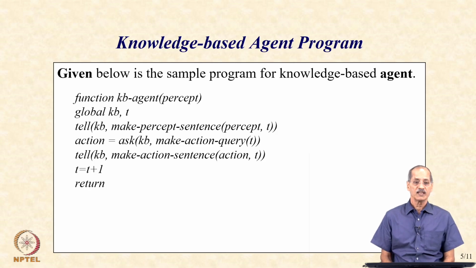and that new knowledge has been generated at a later time. So, at a given time you tell the knowledge base or the database the sentence, make percept sentence, which means from the percept you now create a sentence which is going to reside in the knowledge base with these two arguments, percept and time, that at this time for this percept this is the statement which has been stored in the knowledge base.